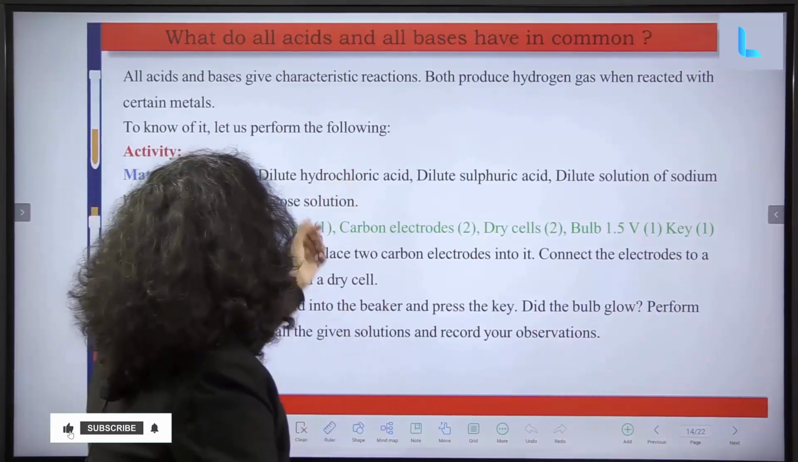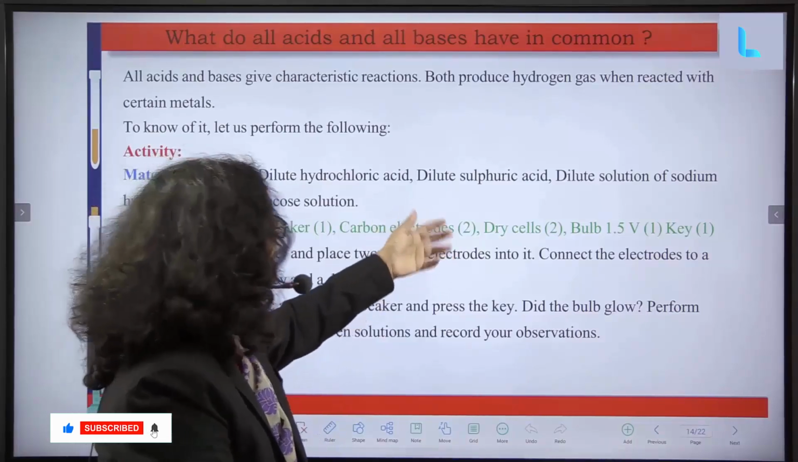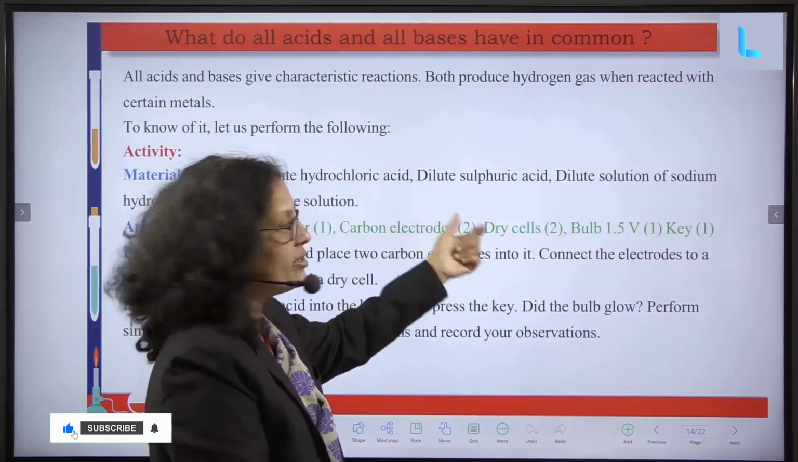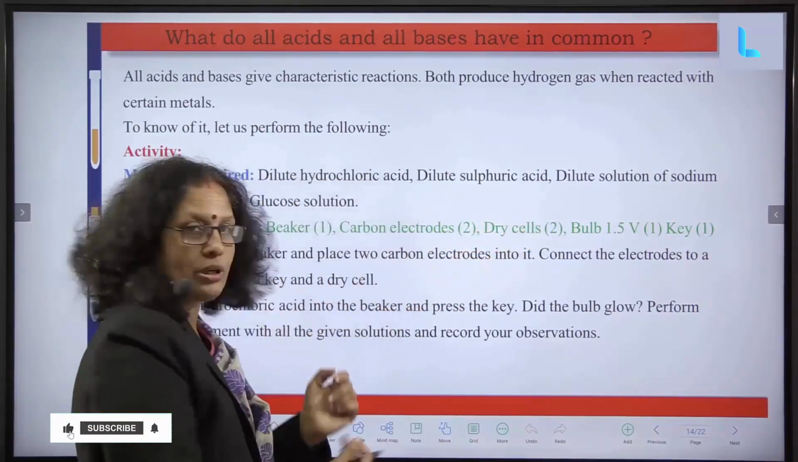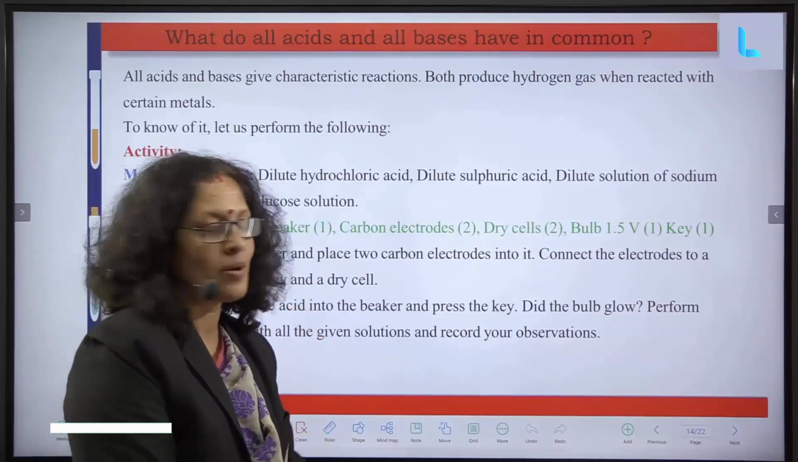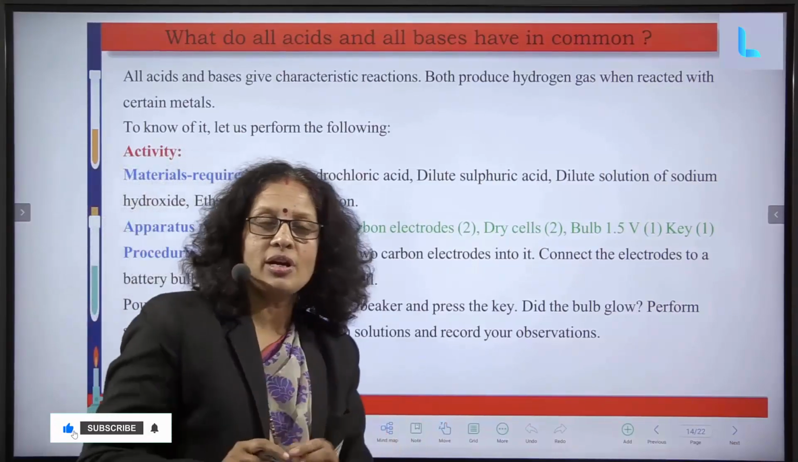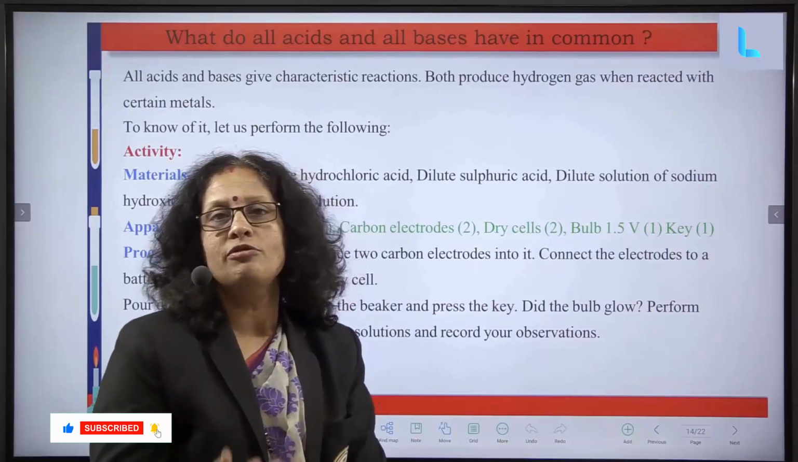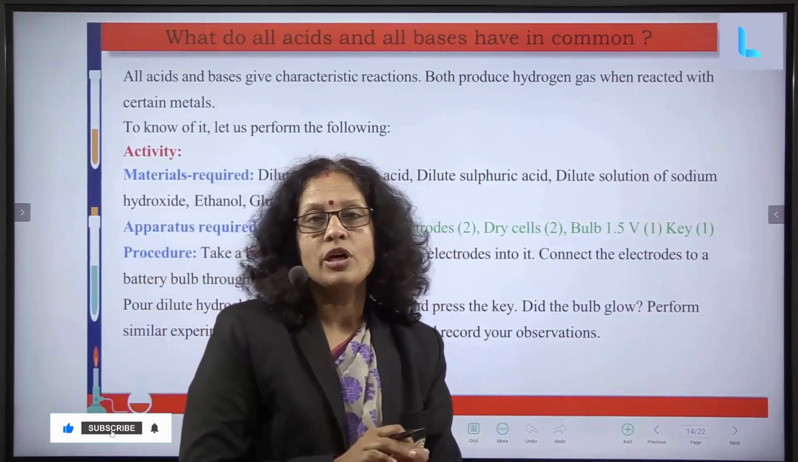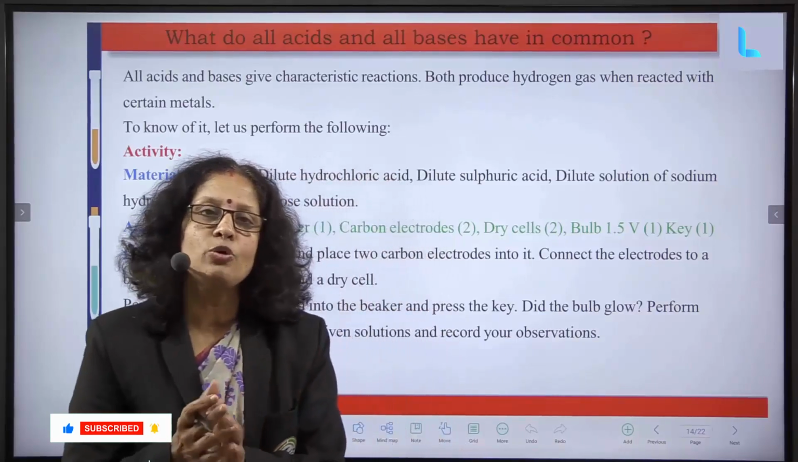Few materials are required: dilute hydrochloric acid and dilute sulfuric acid. Dilute solution means we have taken two acids here. We have also taken a dilute solution of sodium hydroxide, which is a base, and ethanol and glucose solution. Now see, strong acids, strong bases, weak acids, weak bases, or salt solutions are bonded with the ionic bond. You will study chemical bonding.